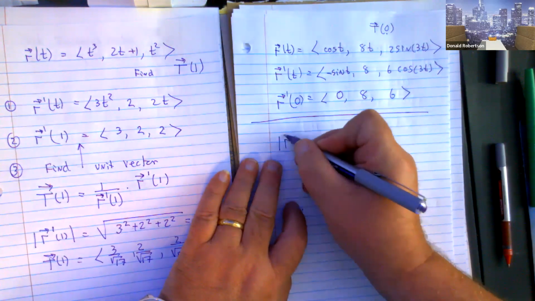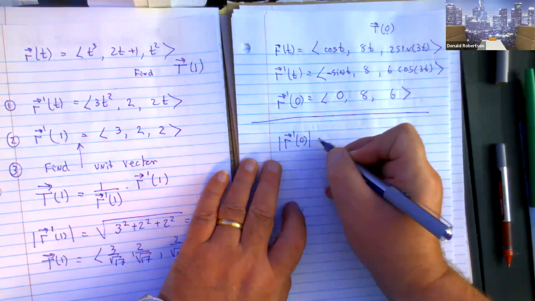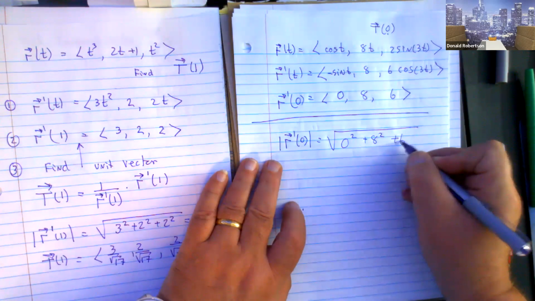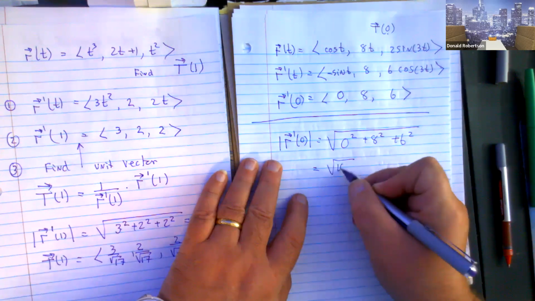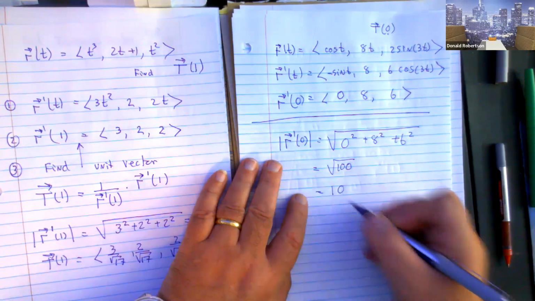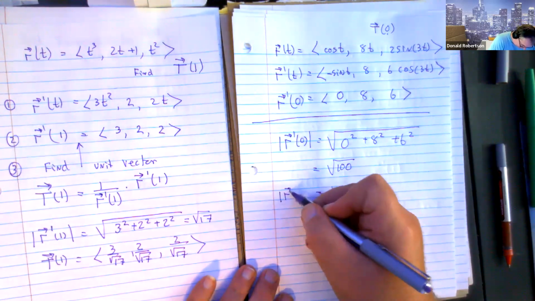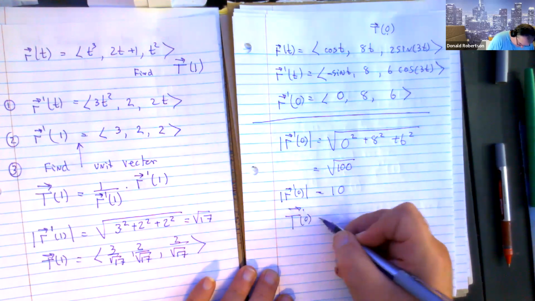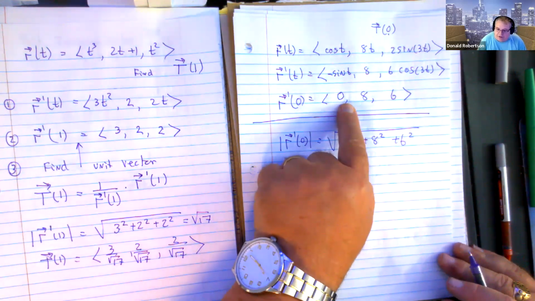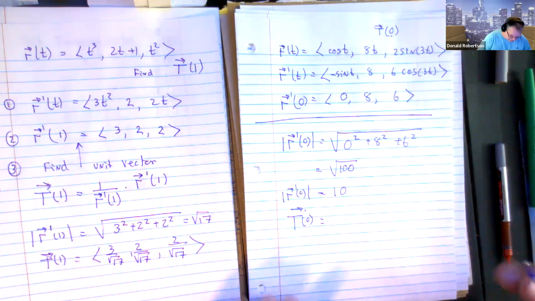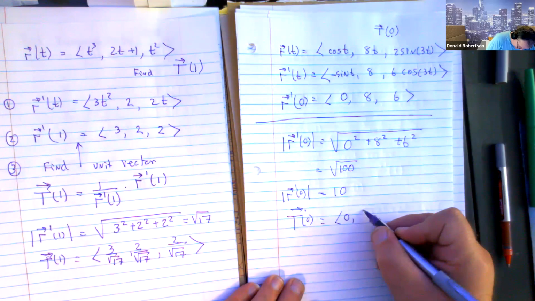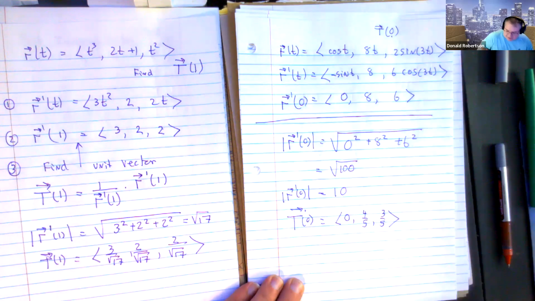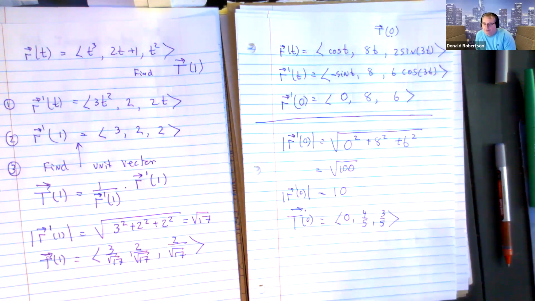So the magnitude of this vector is 0 squared, 8 squared, and 6 squared. Square root of 100, I believe, and it's 10. So the unit tangent vector is this unit vector here, right? So this guy divided by 10s. So 0 divided by 10, 8 divided by 10, 6 divided by 10, and I simplified it as I was doing it. That is your unit tangent vector.